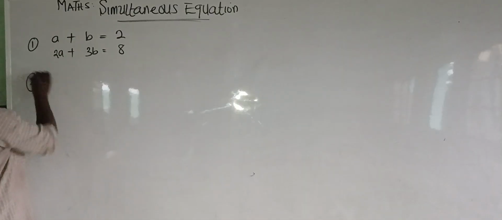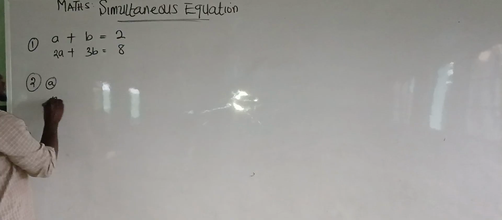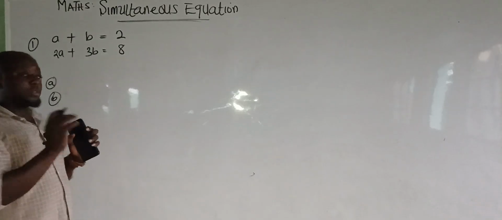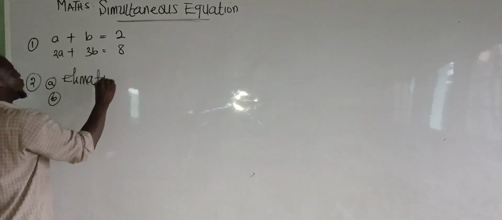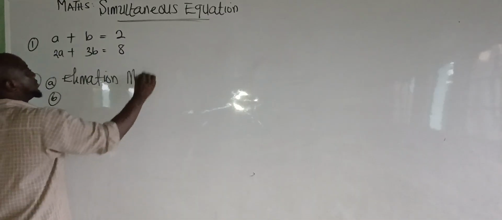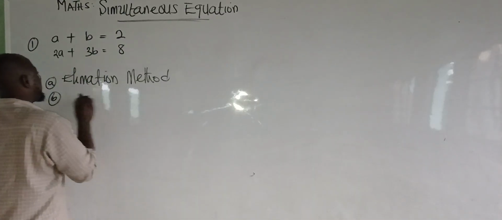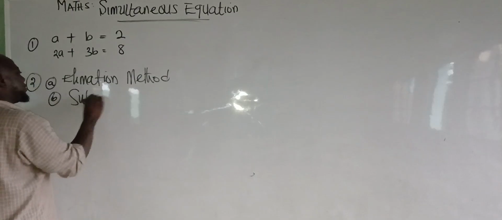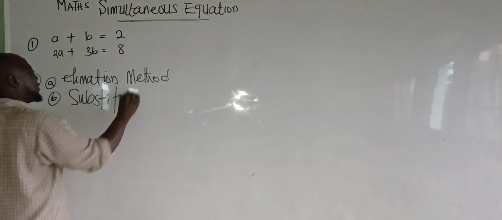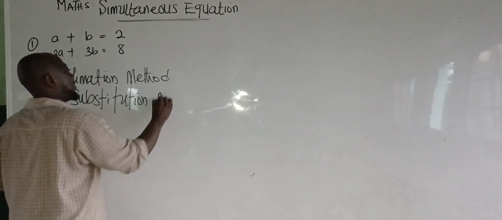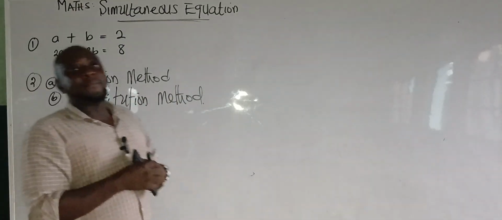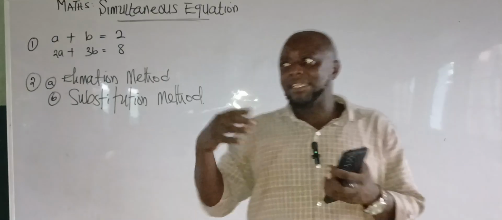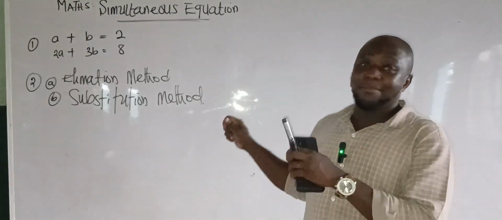Number two is that we use two methods in solving this. Two methods. First method is called elimination method. And the second method is called substitution method. So this is how we solve this. And then this is all we need to know about this. So with this said, let's do something.